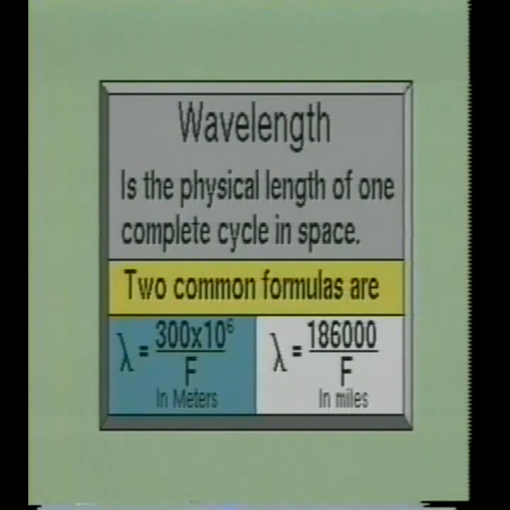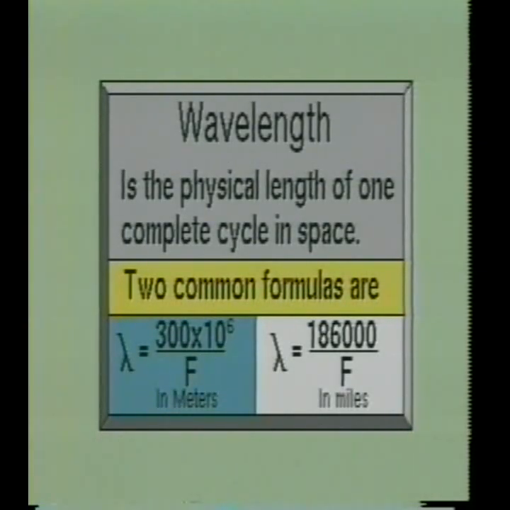The wavelength of an AC sine wave is the actual physical length of one cycle in space. Wavelength is equal to the speed at which electric waves travel through space, divided by the frequency in cycles per second. The electric wave will travel at the speed of light, which is approximately 186,000 miles per second, or 300 million meters per second. To calculate the wavelength of a wave in meters, you divide 300 million by the frequency in cycles. Stated mathematically, 300 times 10 to the 6th power divided by frequency equals a wavelength in meters, and 186,000 divided by frequency equals a wavelength in miles.